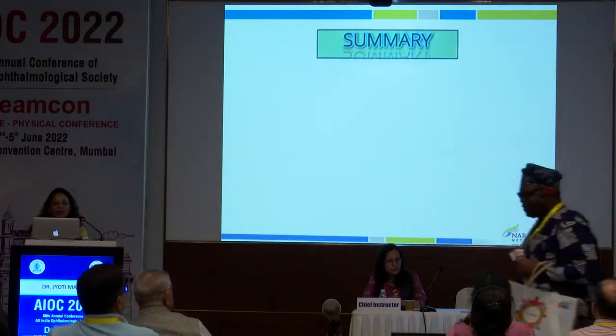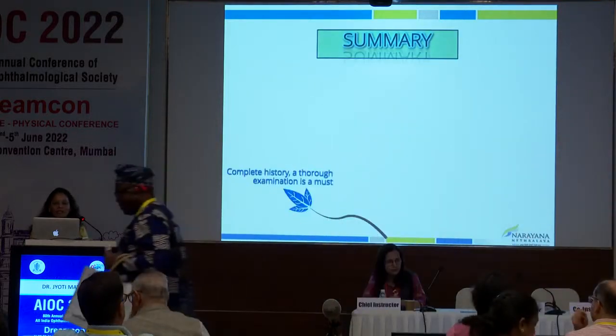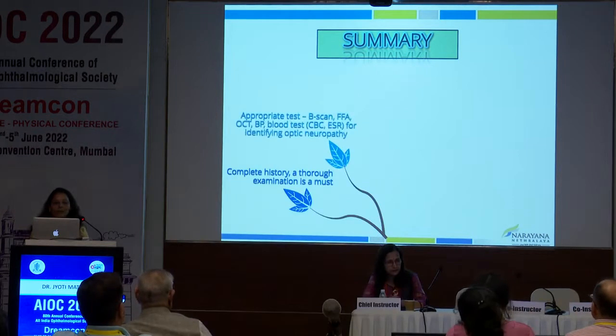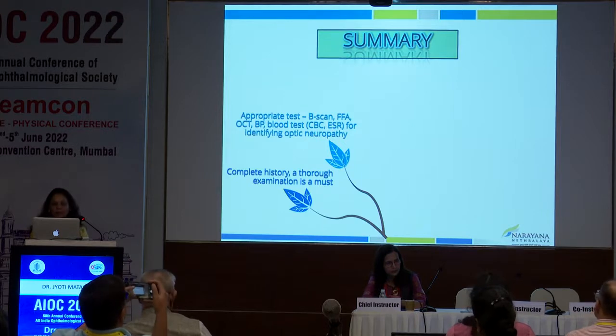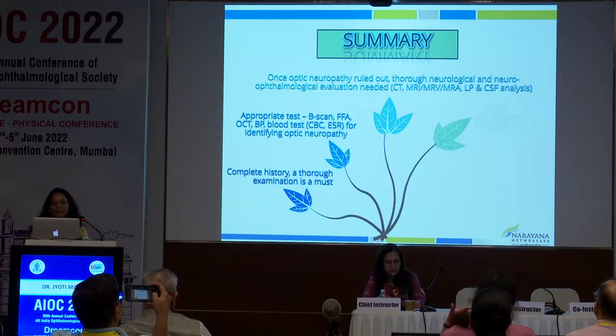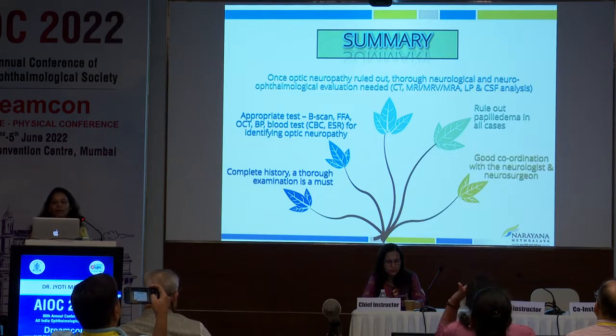So to summarize, when you have a patient with bilateral disc edema, a complete history and a thorough examination is a must. You need appropriate tests like B-scan, FFA, OCT, BP, blood tests, including CBC and ESR for identifying optic neuropathy. Once optic neuropathy is ruled out, do a thorough neuro and neuro-ophthalmological evaluation, that is CT, MRI, MRV, MRA, LP and CSF analysis. You need to rule out papilloedema in all cases. That's a must. Good coordination with the neurologist and neurosurgery is a must. Thank you.